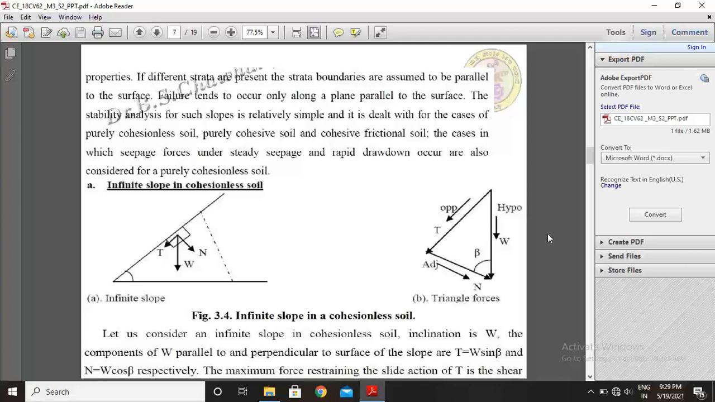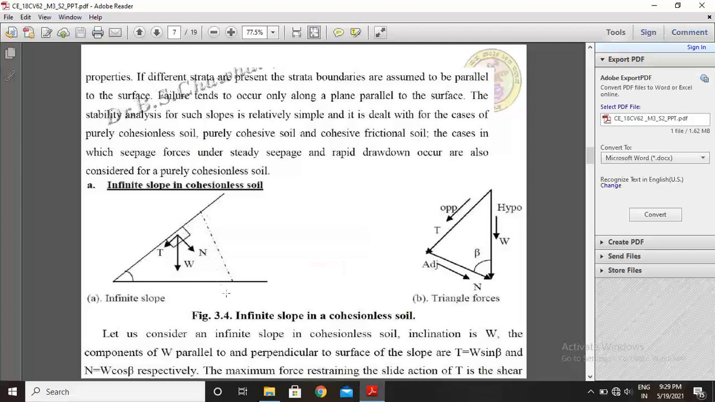The cases in which seepage forces under steady seepage and rapid drawdown occur are also considered for purely cohesionless soils. So this diagram explains the infinite slope in cohesionless soil. So this is the horizontal line, this is the slope.